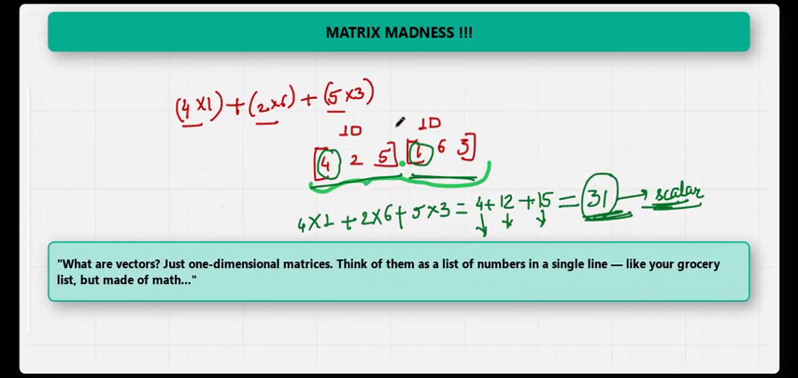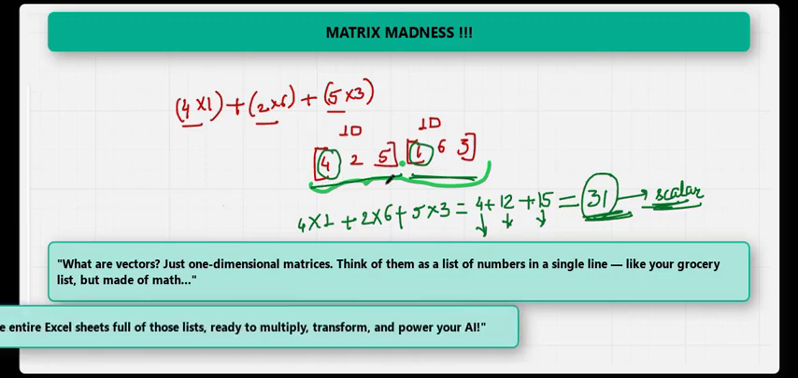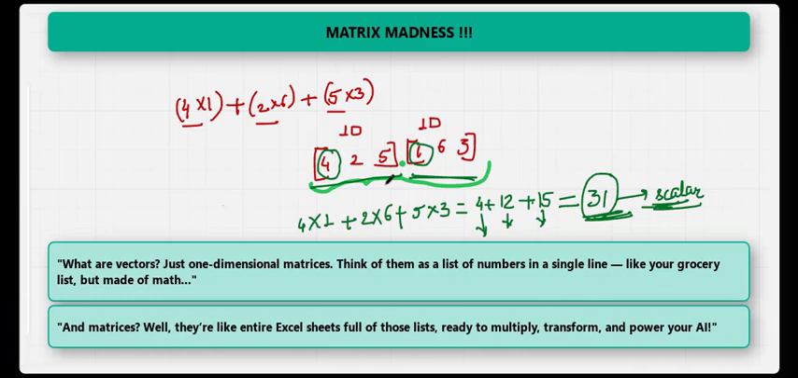So what are vectors? This one-dimensional matrices. Think of them as a list of numbers in a single line, like your grocery list, but made of maths. And matrices? Well, they are like an entire Excel sheets full of those lists, ready to multiply, transform and power your AI. We'll see this.